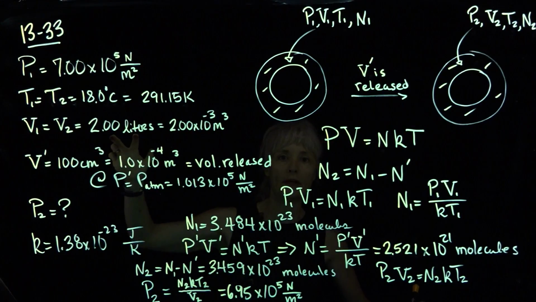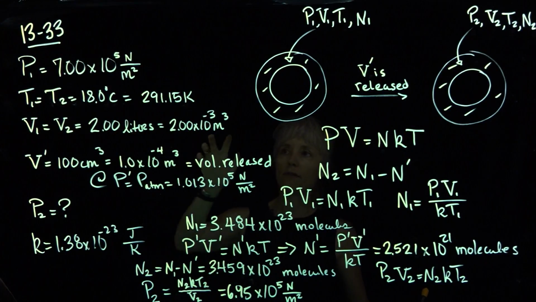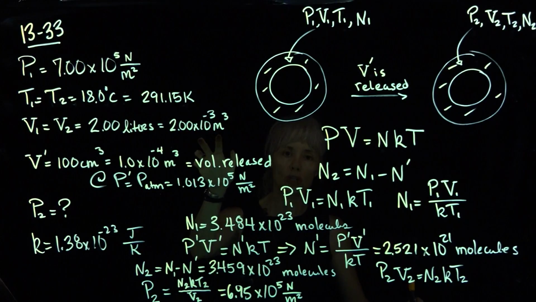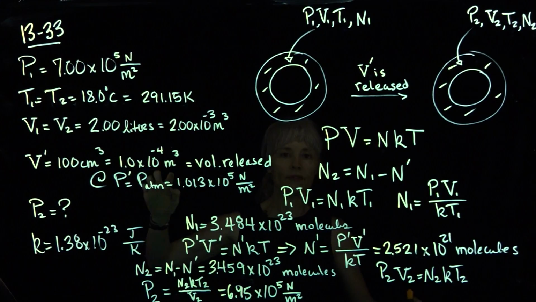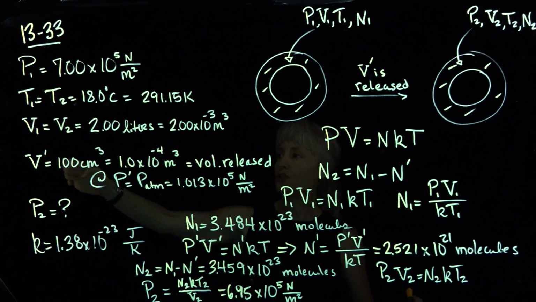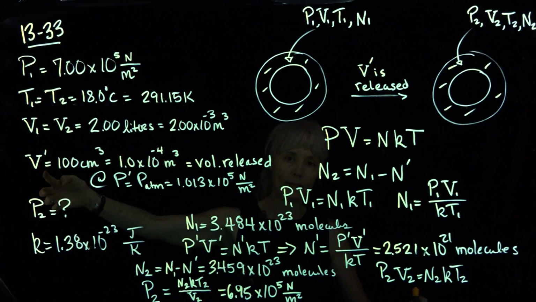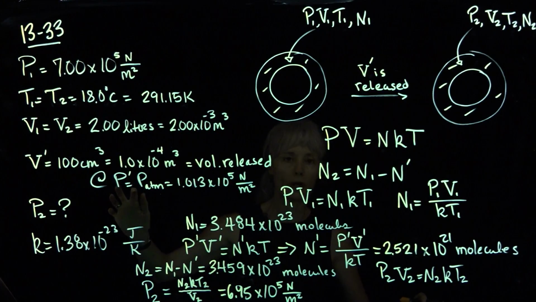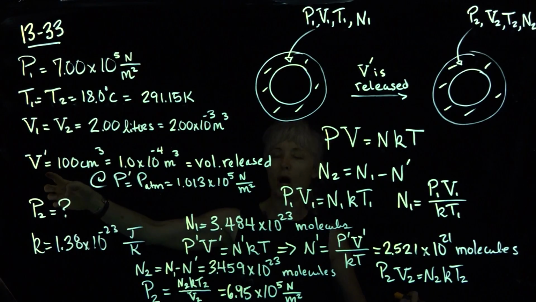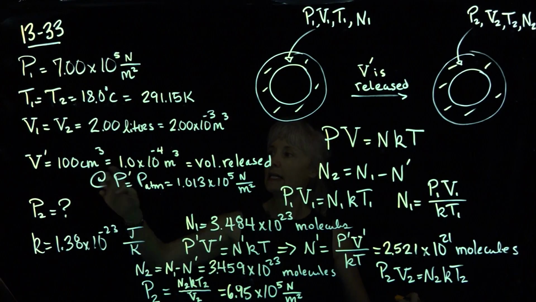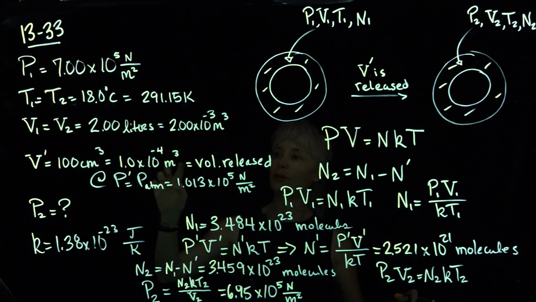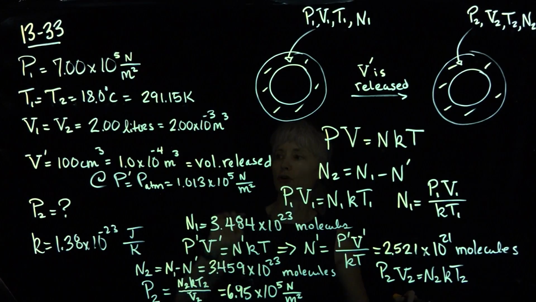A liter is not the standard unit for volume, so I've converted that to cubic meters, which is the standard unit for volume. We're also told the volume of gas that is released and the pressure that it is released at. I've chosen to use the prime symbol to keep track of that volume and corresponding pressure. So V prime, the volume of gas released, is 100 cubic centimeters. Converting that to the standard unit of cubic meters gives us the volume released.